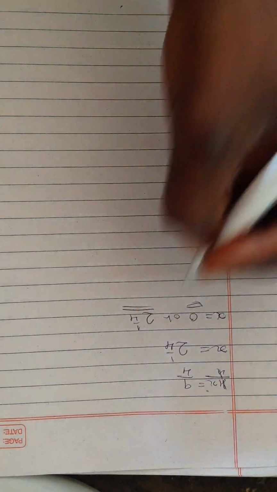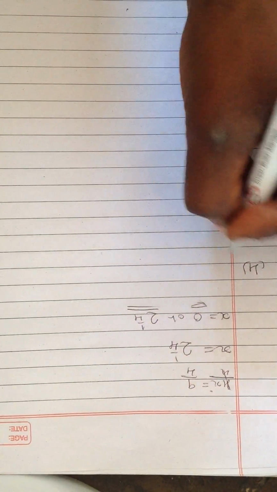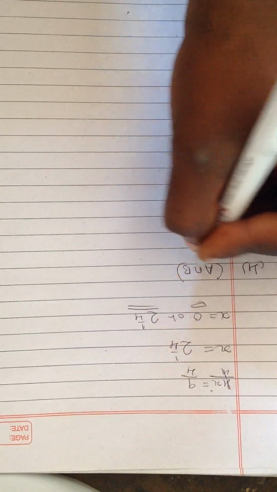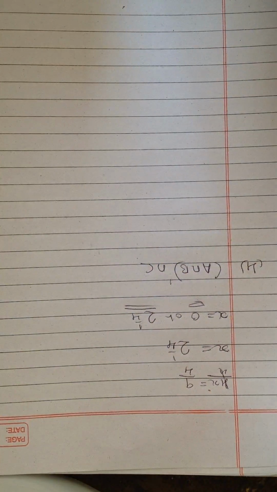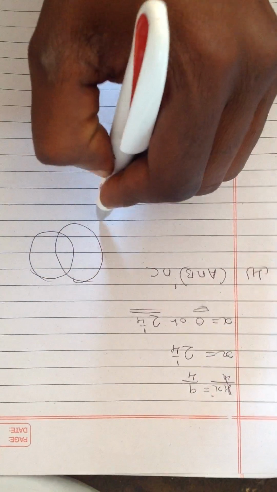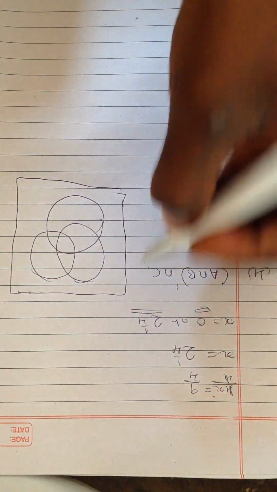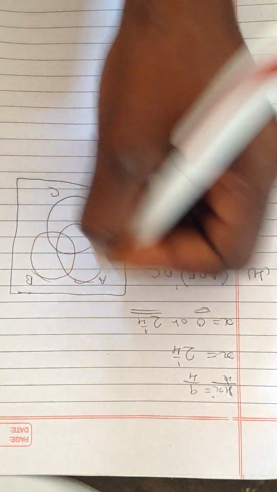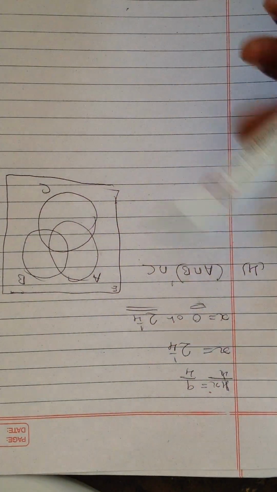Okay, so question 4. The question reads: shade (A intersection B) complement intersection C on the Venn diagram in the answer space below. So I have this Venn diagram here. This is A, B, and C. Then I have the universal set. So this is the set given.